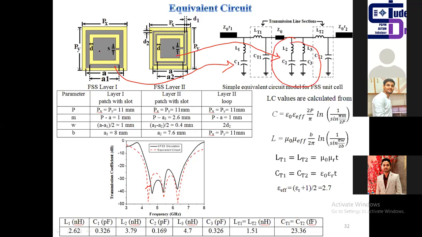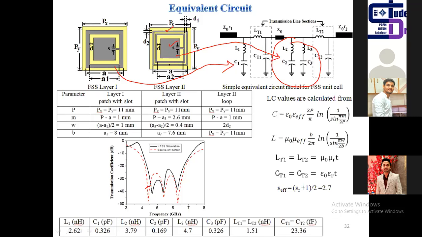Because in the first layer, you have only one patch with slot. In the second layer, you have one loop and one patch with slot. So the outer loop, very thin loop, you can see here. This loop is basically providing you the lower frequency, and the middle slotted patch is providing you the higher frequency. So in this way, you can get different frequencies. So you can modify the unit cells.